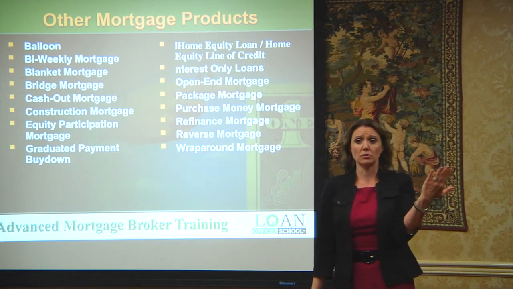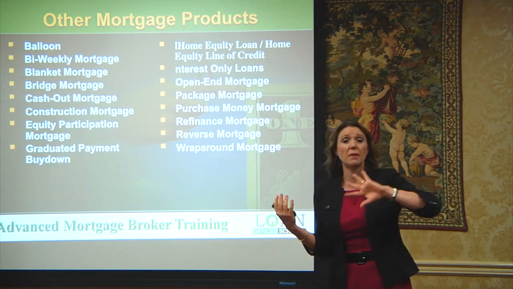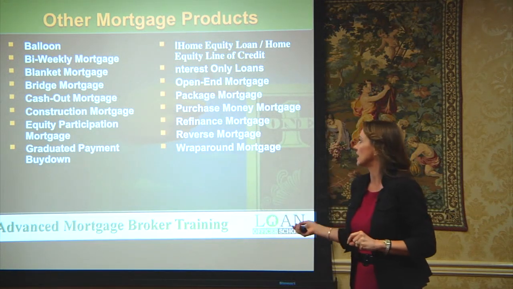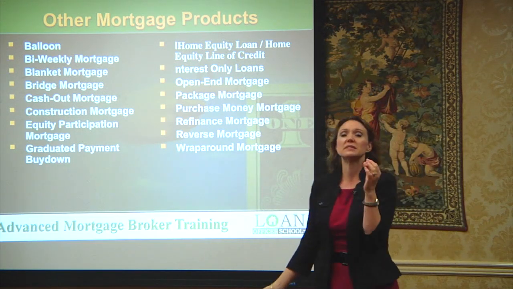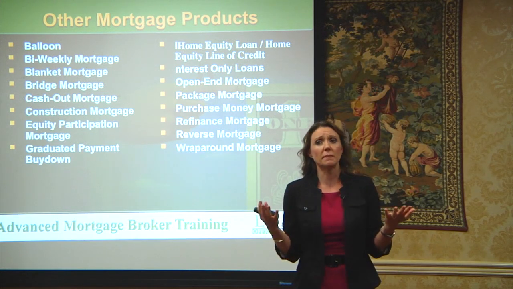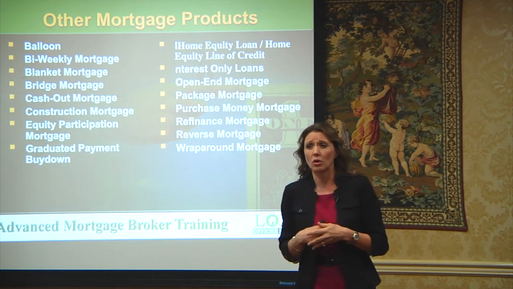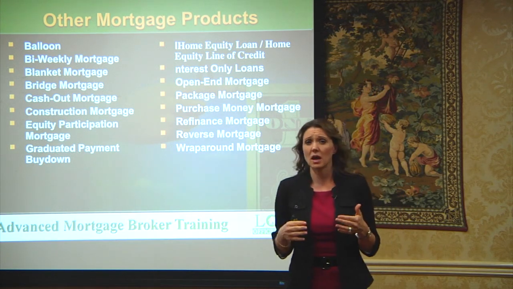Refinance: you've got a loan, rates have gone down, you want to keep your house, but you want to get a new loan to pay off the old loan. That's a refinance. Reverse mortgage: you have to be 62 years old or older to obtain one, and they're really meant for the elderly who are living on Social Security or fixed incomes.